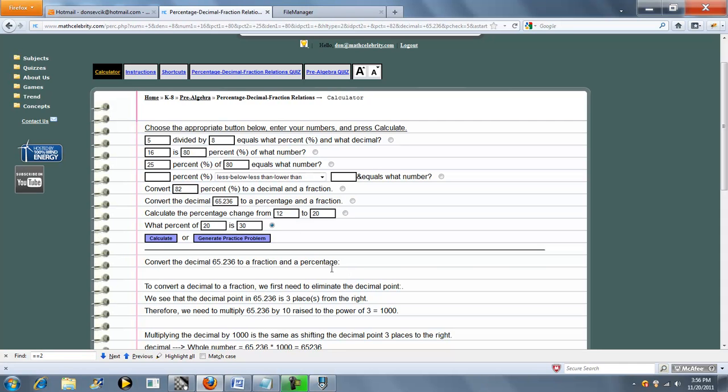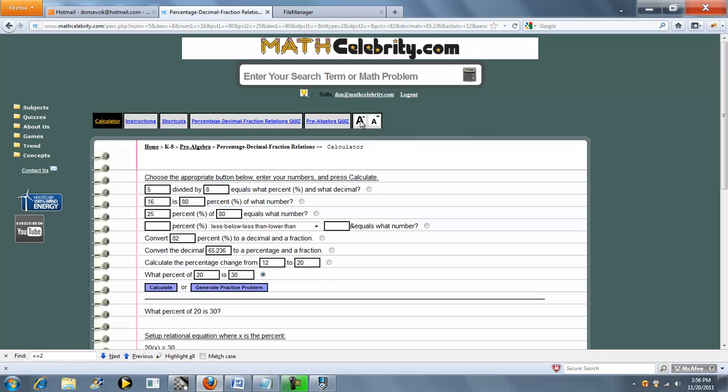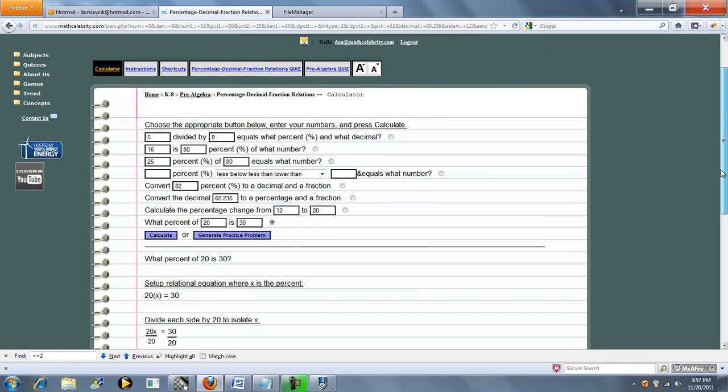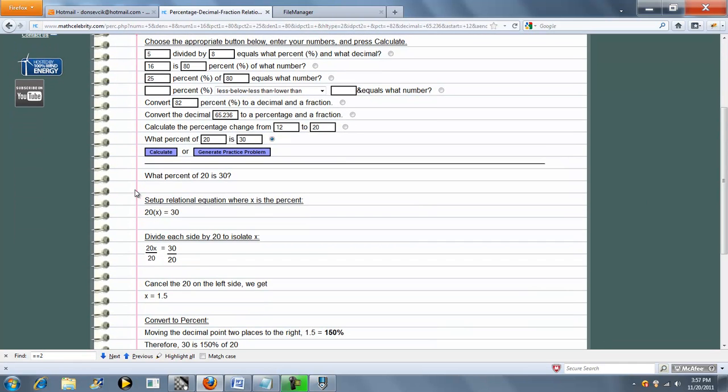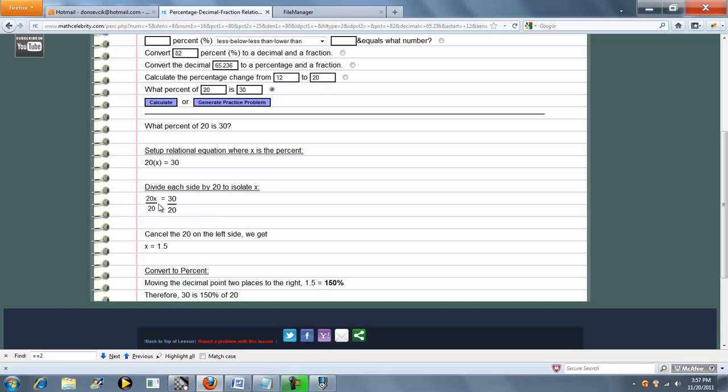Let's do this scenario now. What percent of 20 is 30? That's another type of word problem that you might see. So we set up another relational equation. What percent of 20 is 30? Well, 20 times some unknown percent equals 30. We simplify, and we get x equals 1.5, but that's not what it asks for. It asks for a percent. So we figure out the percentage, and that's 150%. So if you think about it, 30 is 150% of 20.